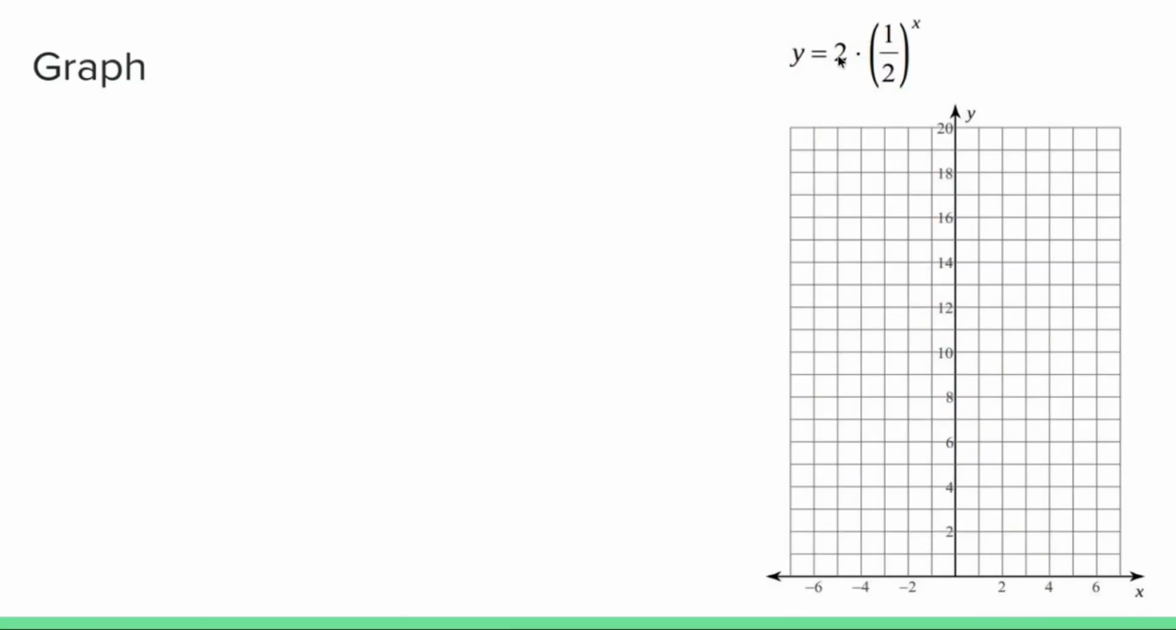Graph this exponential function: 2 times a half to the x. Now the base here is 1/2. 1/2 is in between 0 and 1, which tells you that this is going to be exponential decay. It's going to look like that.